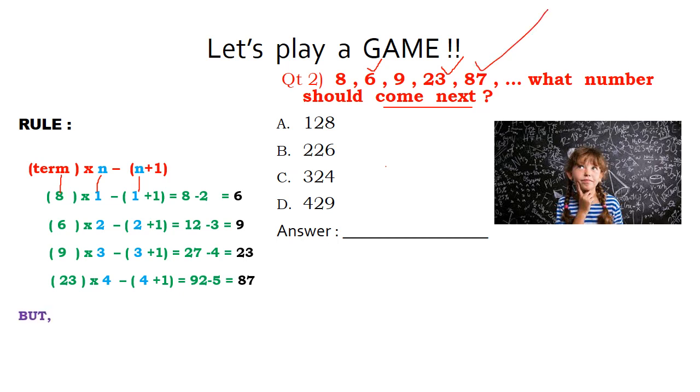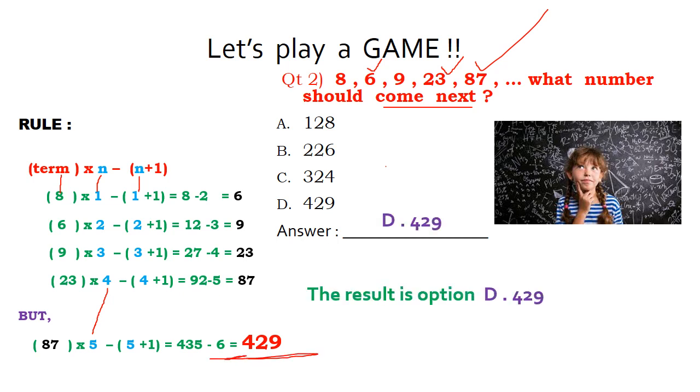Now what we have to do? We have to find the next number. What comes after 87? Which term comes after 87? So 87 into, after 4 we apply 5, that means n value is 5, minus n plus 1 is nothing but 5 plus 1. Now you multiply 87 into 5, 87 fives are 435, minus 5 plus 1 equals 6. Now 435 minus 6, the result is 429. Therefore the result is option D, 429.